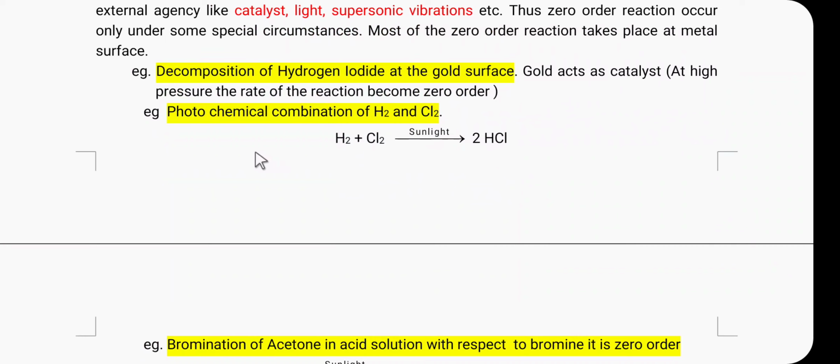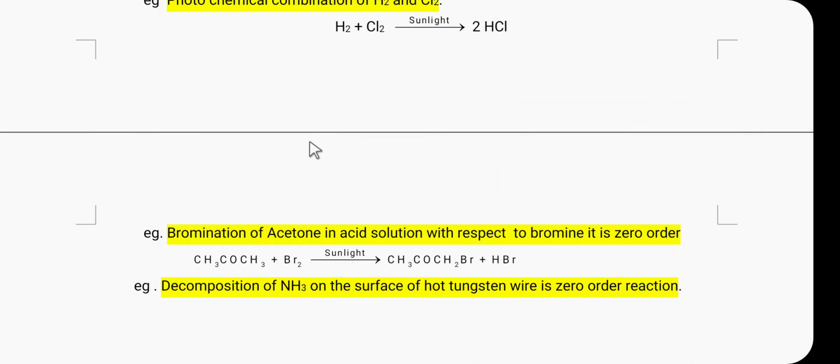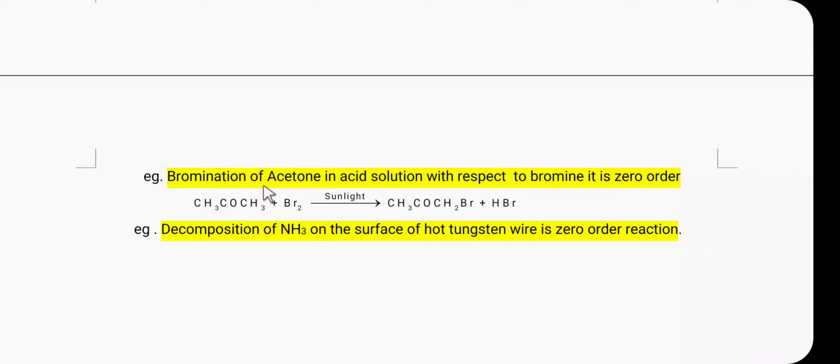And the best example of the zero order reaction is the photochemical combination of hydrogen and chlorine, H2 plus Cl2, in the presence of sunlight. There is a formation of HCl. It is the best example of the zero order reaction. There are two more examples. Bromination of acetone in acid solution with respect to bromine is a zero order reaction. And the last example, decomposition of ammonia on the surface of hot tungsten wire is a zero order reaction. So, these are some examples of the zero order reaction.